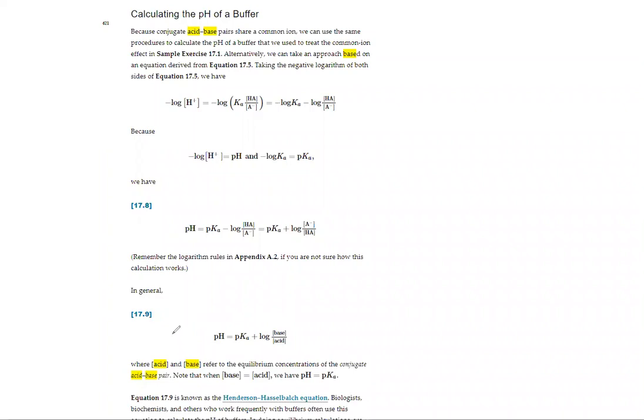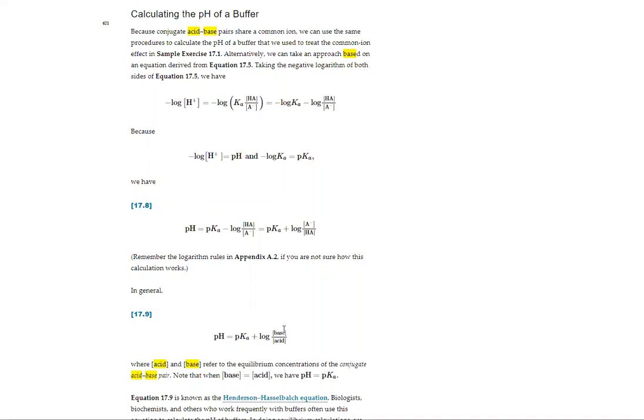Let's say we have HF. You know what? I'm not going to do an example of this. This is just straight plugging in. This is on your reference table, and you're going to take the concentration of the base over the concentration of the acid. So you'll see here they have A minus for the base and HA for the acid.